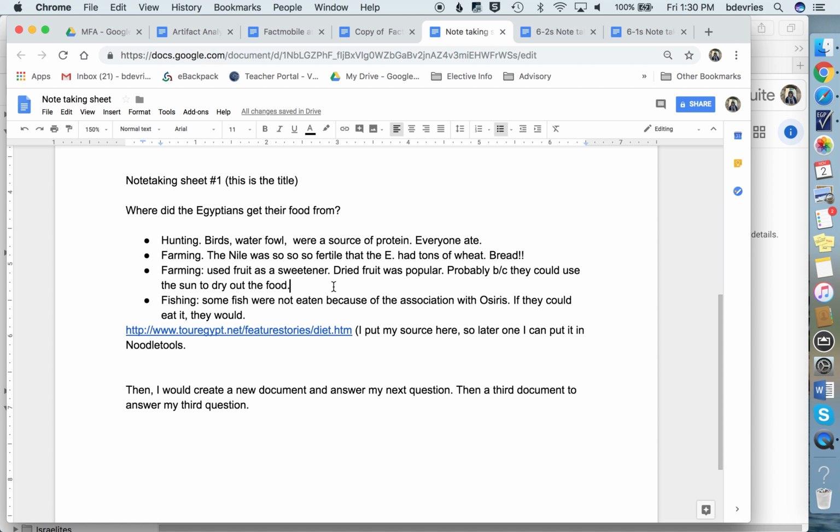They also fished, and some fish were not eaten because of the association with Osiris. So some fish were considered sacred. If they could eat it, though, they would. I mean, they were not shy of eating a lot of food. And historians also have discovered that generally, not even generally, for the most part, Egyptians were really well fed compared to other ancient civilizations. So much so that they tended to be overweight. Just saying. Now, then I'm going to create another new document and answer my next question.